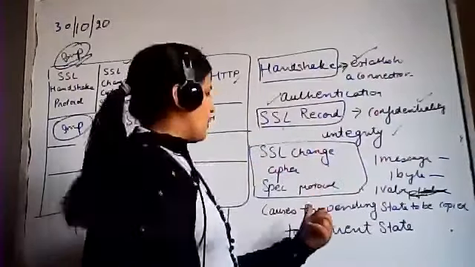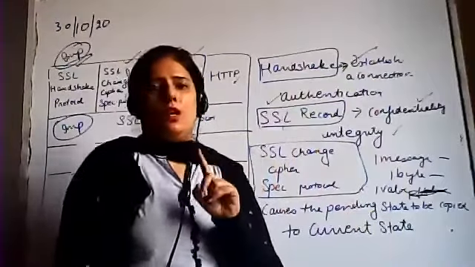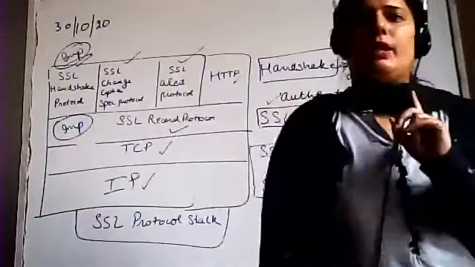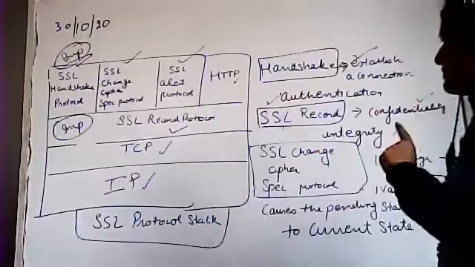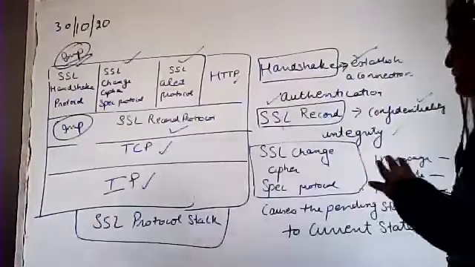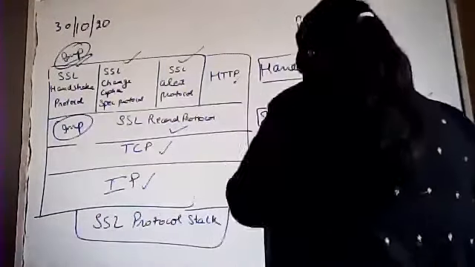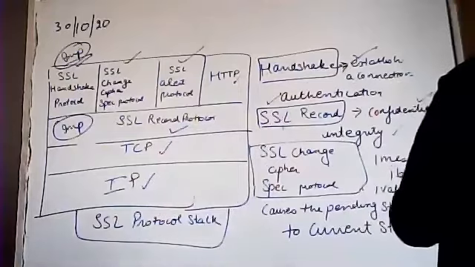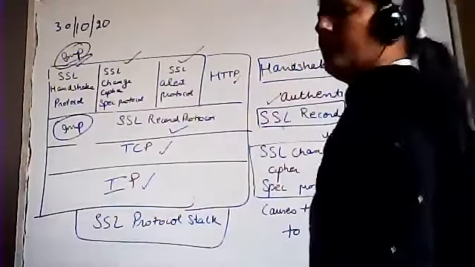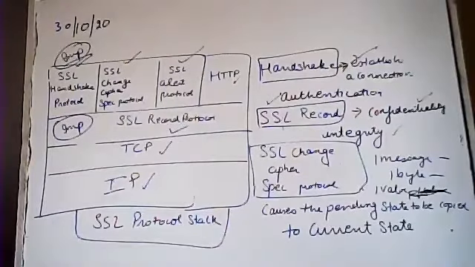Why so? Because it is causing the pending state, and at a time the pending state will possess the instruction of only one message. So it will implement only one message at a time. That's why everything is included in one figure only. It causes the pending state to be copied to the current state. Clear? So this is regarding the SSL change cipher spec protocol.